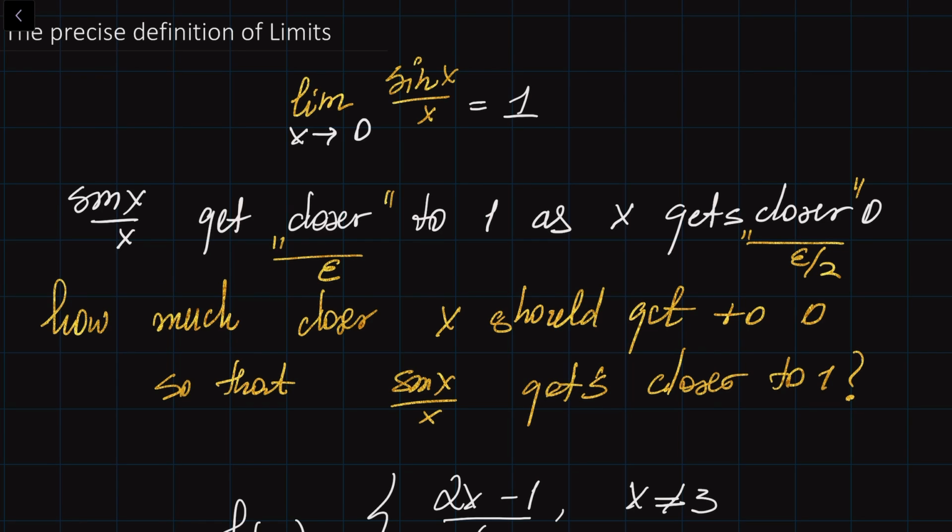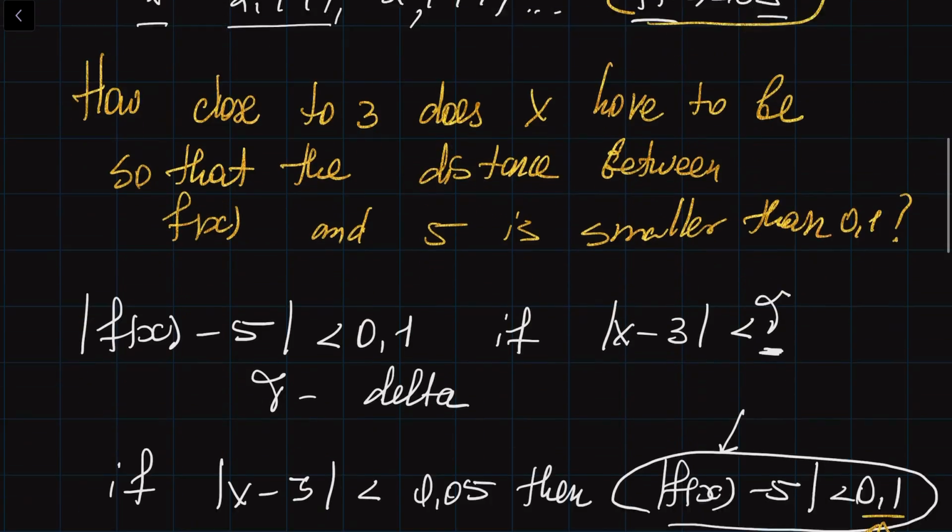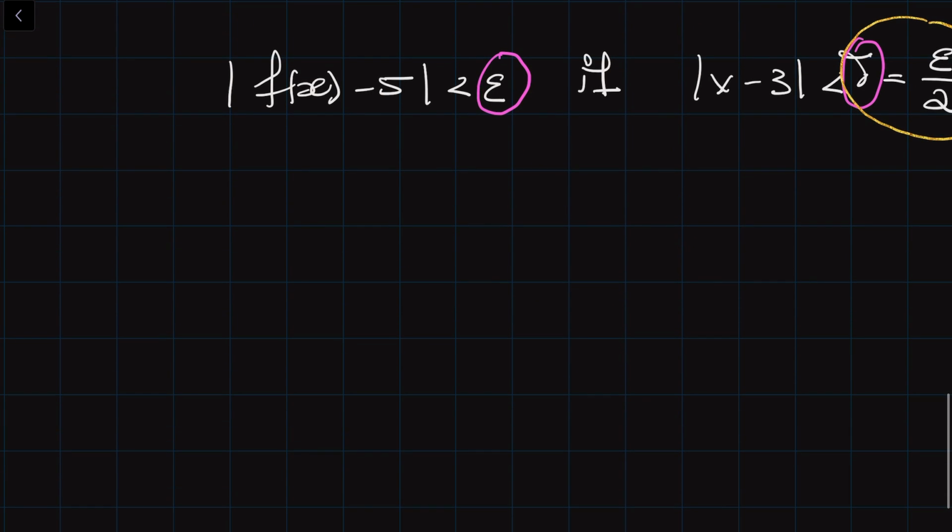Of course, depending on the function, this relationship between this distance and this distance might be different. In our example it was epsilon over 2, but in general this might be different. So that's going to be the precise definition of the limit, and I'm going to define this. Let us write this down, the definition.